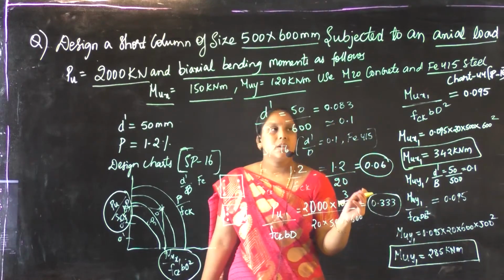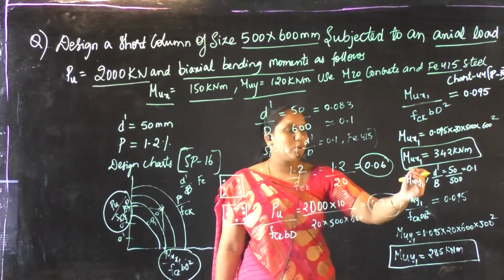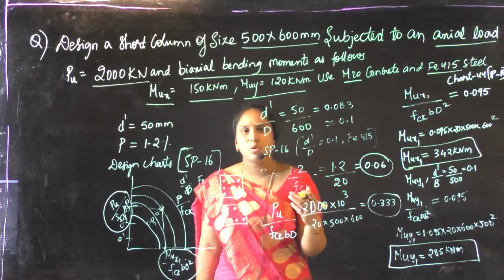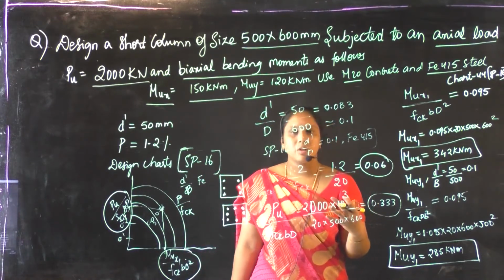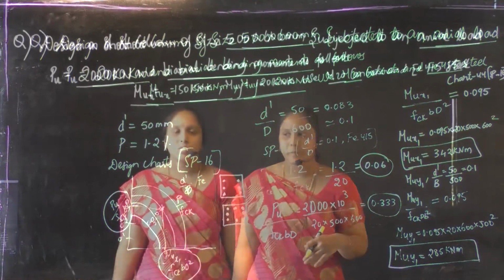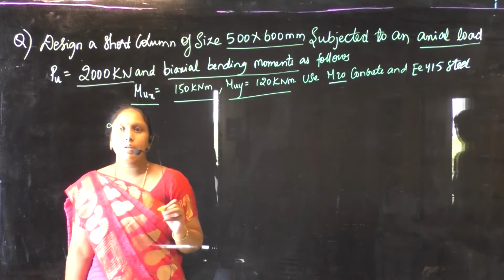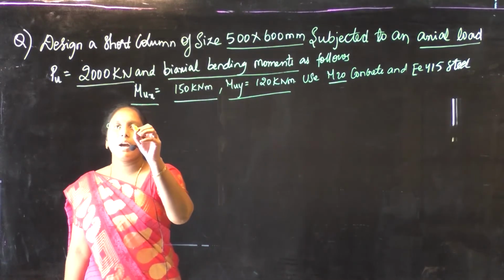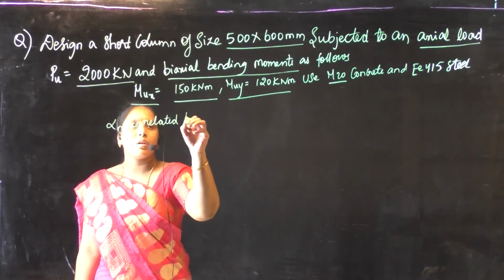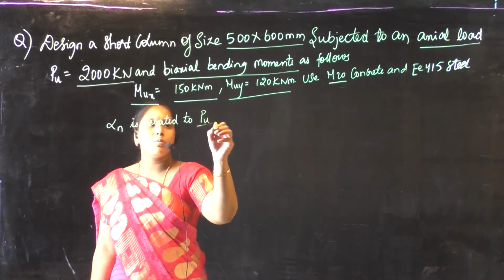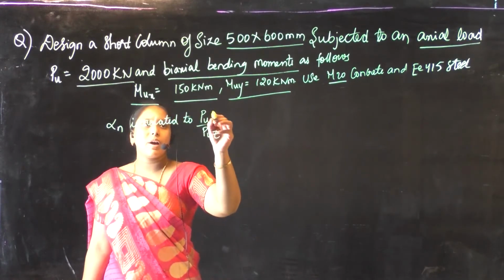So now we have calculated the values of MUX1 and MUY1. Now to substitute in the formula, we have the MUX, MUY, MUX1 and MUY1 values, but the unknown is alpha n. So now we have to find out the value of alpha n. So now what we have to calculate? We have to calculate the alpha n value. So this alpha n value is related to PU by PUZ value. PU is a value we have already known.